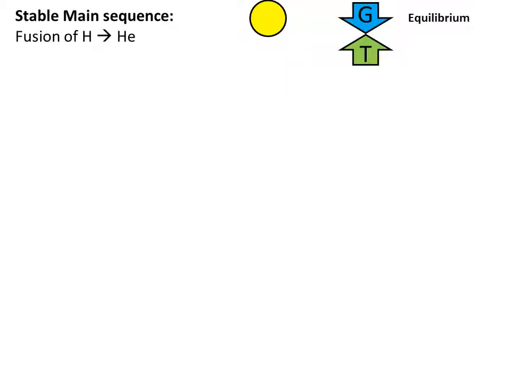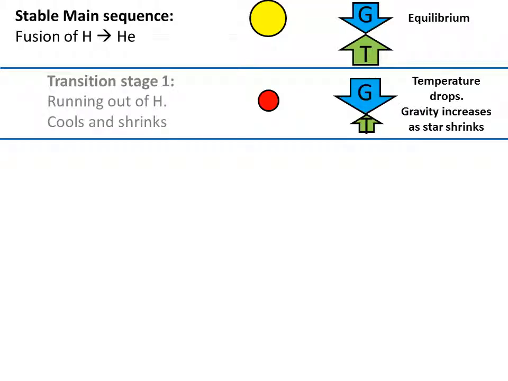Well, to start with, we get a main sequence star, and it can be stable there for millions and millions of years. Gravitational force is equal to the thermal pressure, so we get equilibrium, and during that stage, hydrogen is being fused into helium. This transition stage starts when it starts to run out of hydrogen. First of all we get less fusion, therefore less thermal pressure, therefore gravity wins.